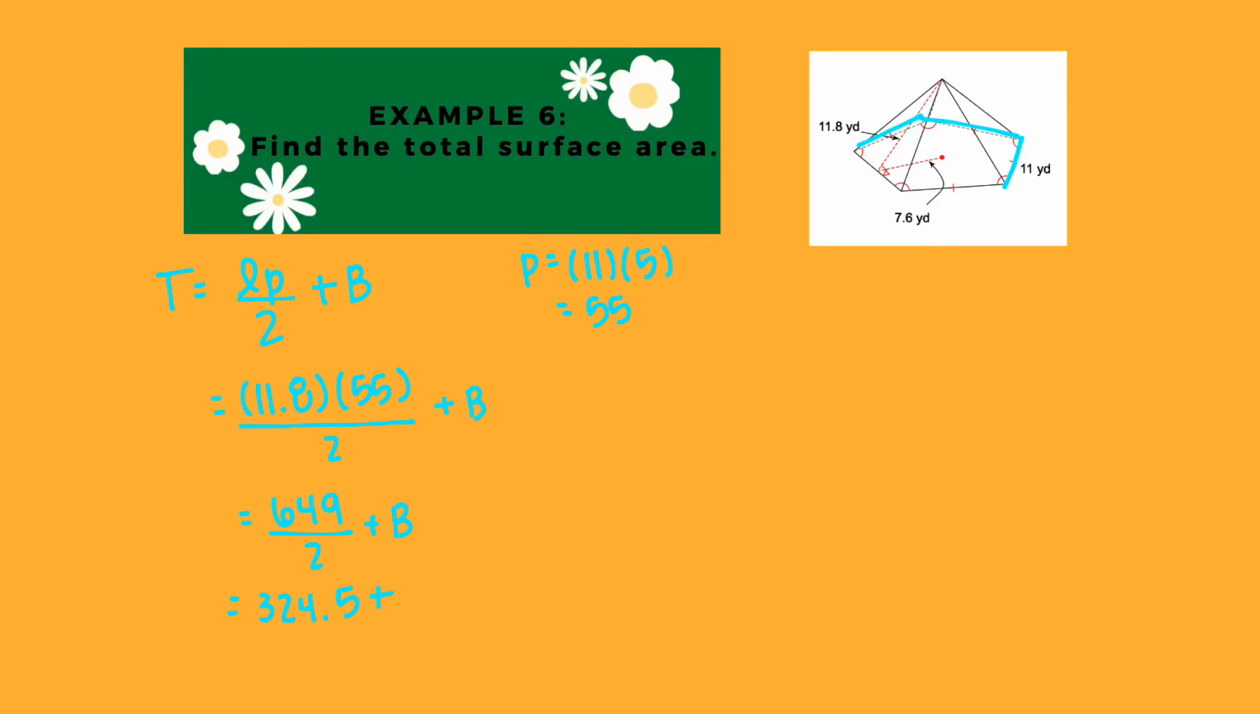But I still need to find that area of the base. And remember, the area of the base is a regular polygon, a regular pentagon, so apothem times the perimeter divided by 2. My apothem is that other measurement on the diagram, so 7.6 times my perimeter, which I already found to be 55, divided by 2. When I plug in 7.6 times 55, I end up with 418. And my last step to finalize the area of the base is to divide by 2, and that gives me 209.